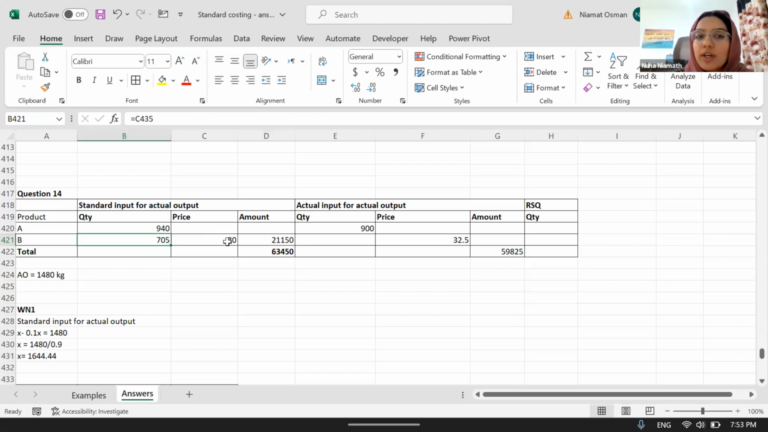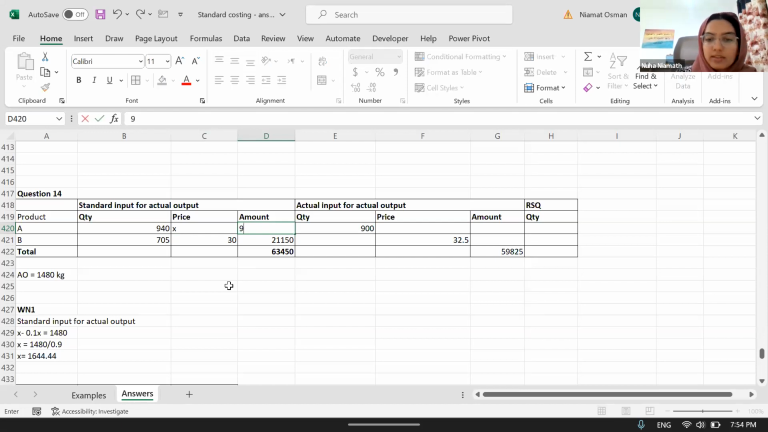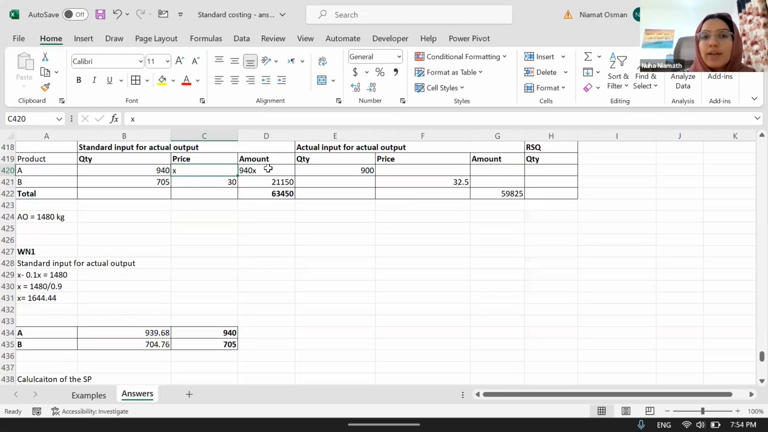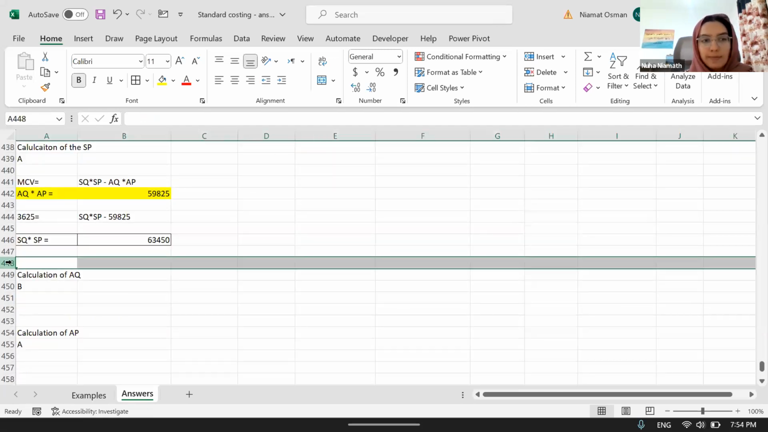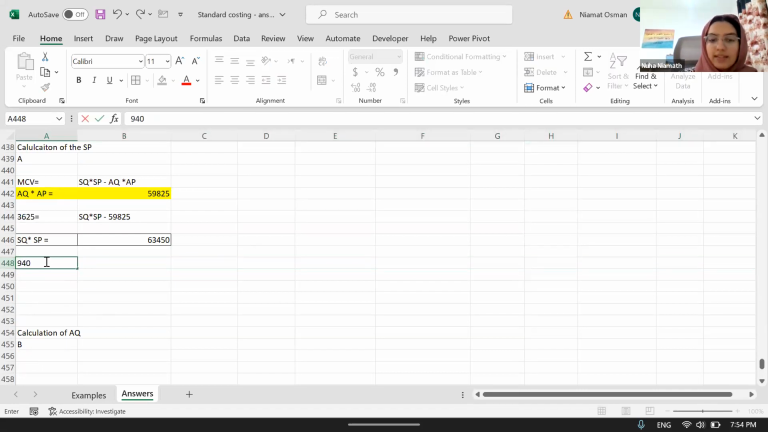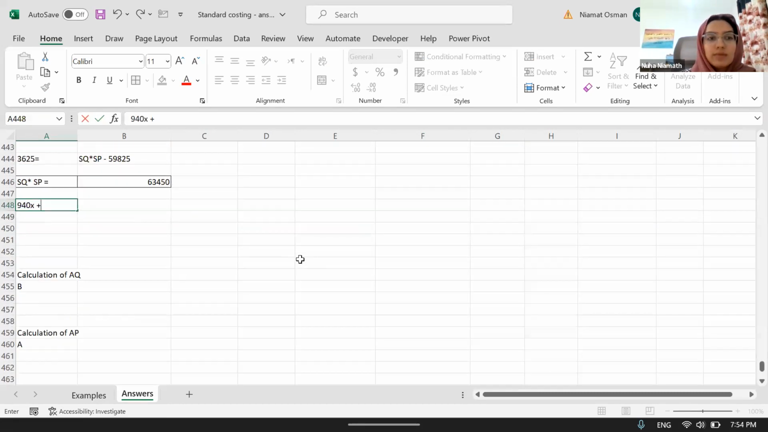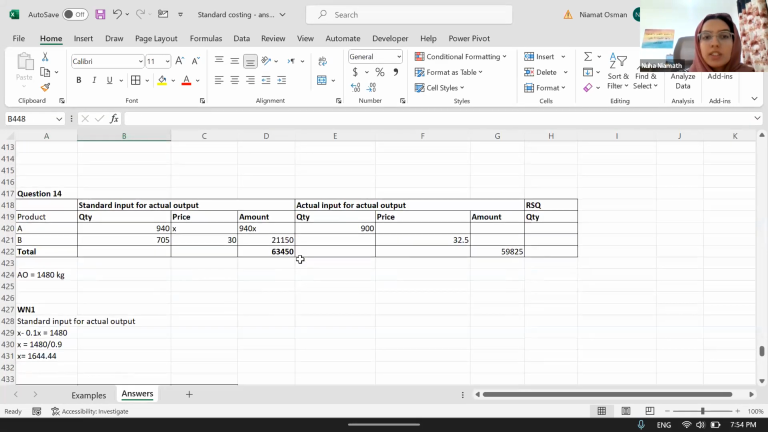Now we know 700 into 5, we have 30, we have 940. Easy to find the price, right? Reverse calculation. We can keep this as X for now. We can find this. So this will become 940X. So to find X, 940X plus 21,150 is equal to 63,450.